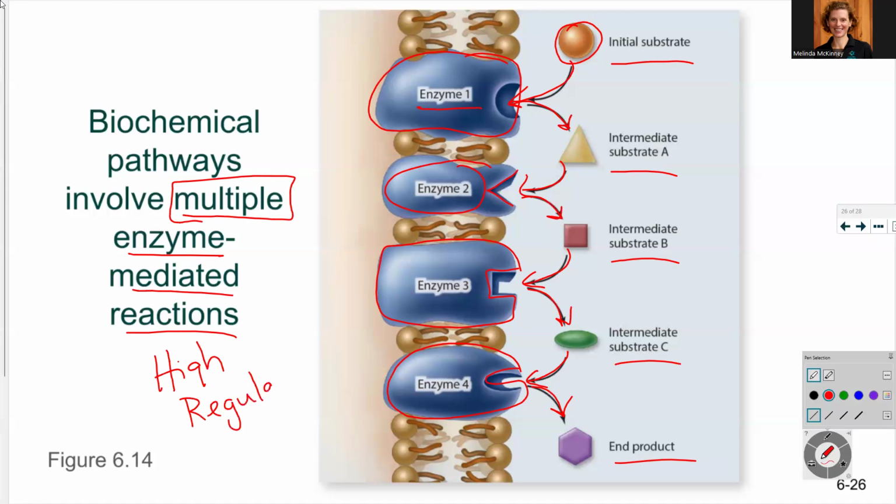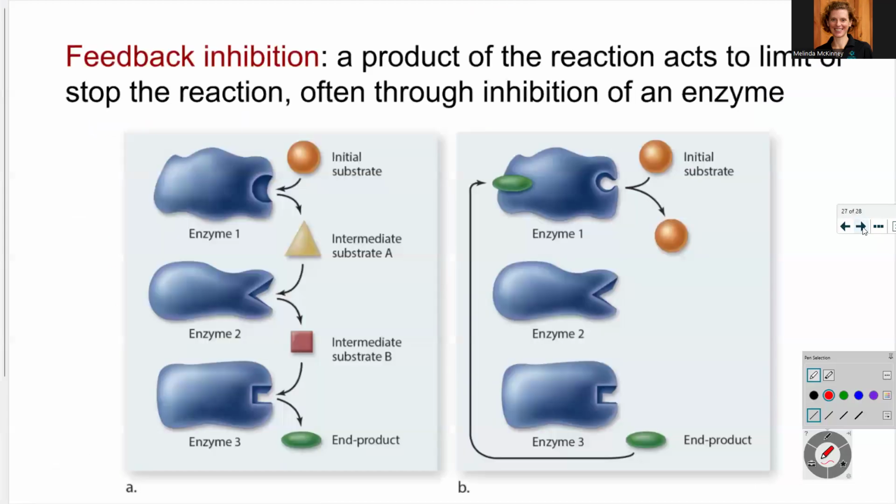So we don't want to just have the body start reacting like crazy and going off. We need to keep homeostasis. We have to keep things in balance. And so if we have all of these different enzymes in place, it makes it more likely that things are going to be regulated.